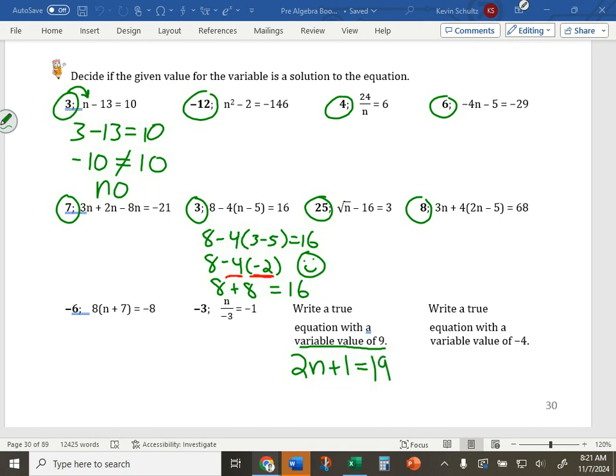Right? Done. Answer. It says write a true equation with a variable value of 9. Meaning if I plug 9 into my equation for the variable, it works. It's true. You can't use that one. You got to use something else. Okay? But that's what I'm looking for here. And then the next one, same kind of deal with a variable value of negative 4. Are we sure we're okay?